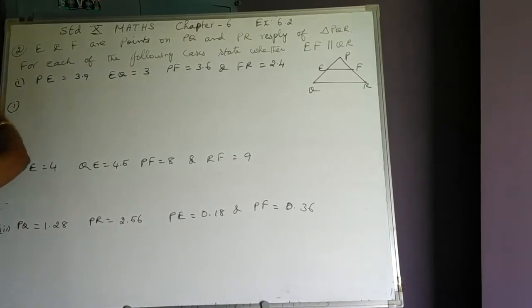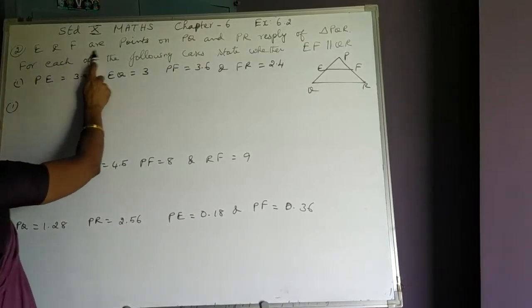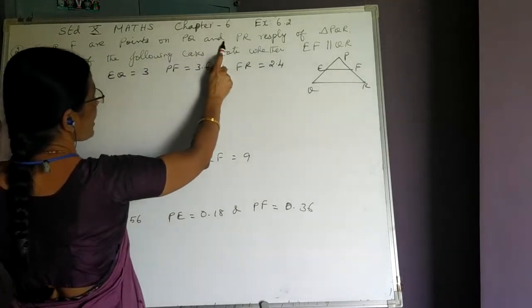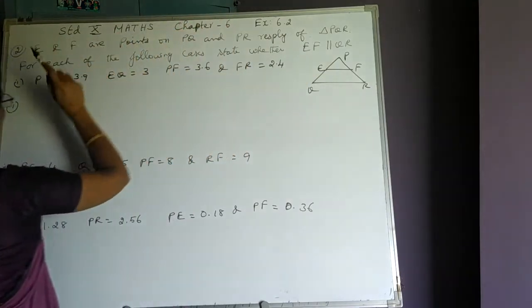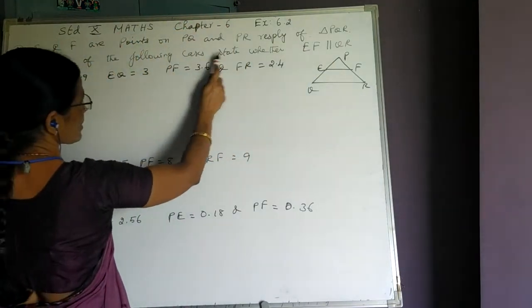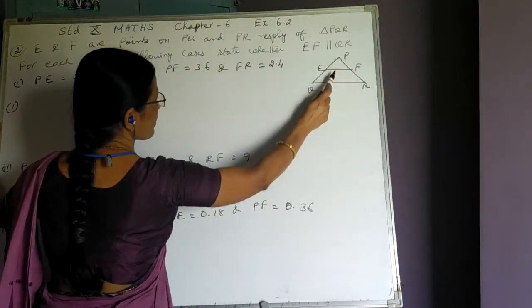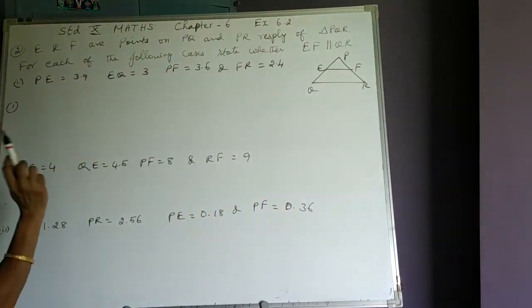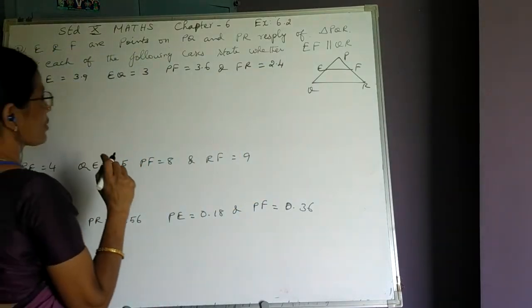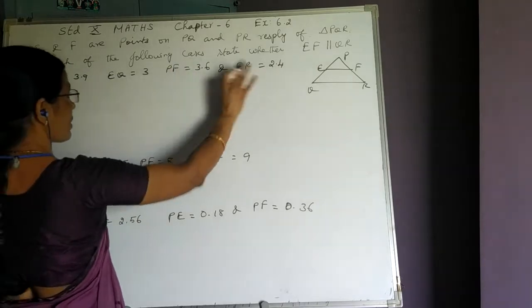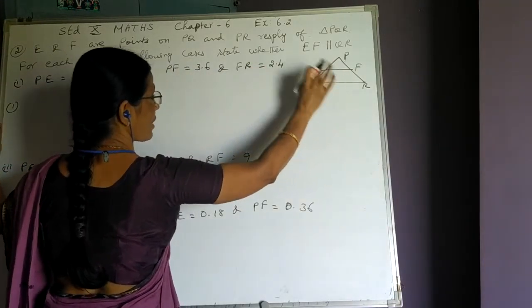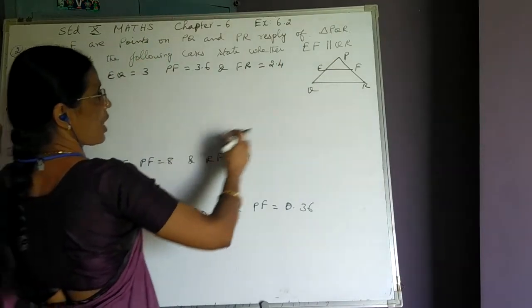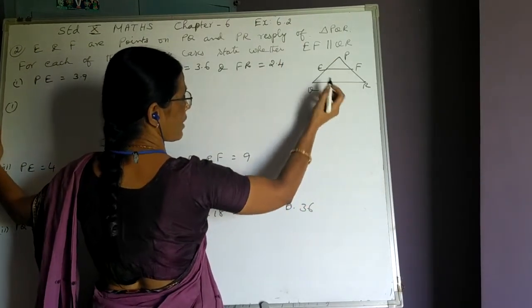Let us understand the second question here. E and F are points on PQ and PR respectively of triangle PQR. For each of the following cases, state whether EF is parallel to QR or not. So here all the four terms are given. We have to check whether the given two lines EF and QR are parallel or not. How to identify whether these two are parallel or not?